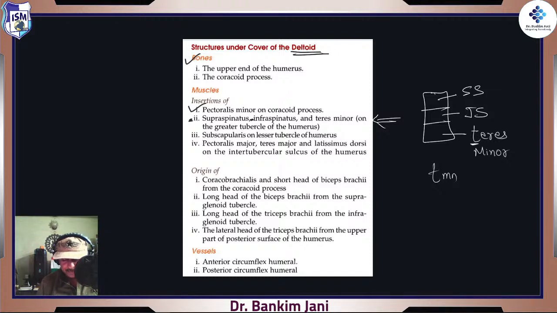Okay. Then one more important point. This is subscapularis, a big muscle. The deltoid though is like a complete cover. And pectoralis major, teres major, and latissimus dorsi attach on the intertubercular sulcus, the bicipital groove.